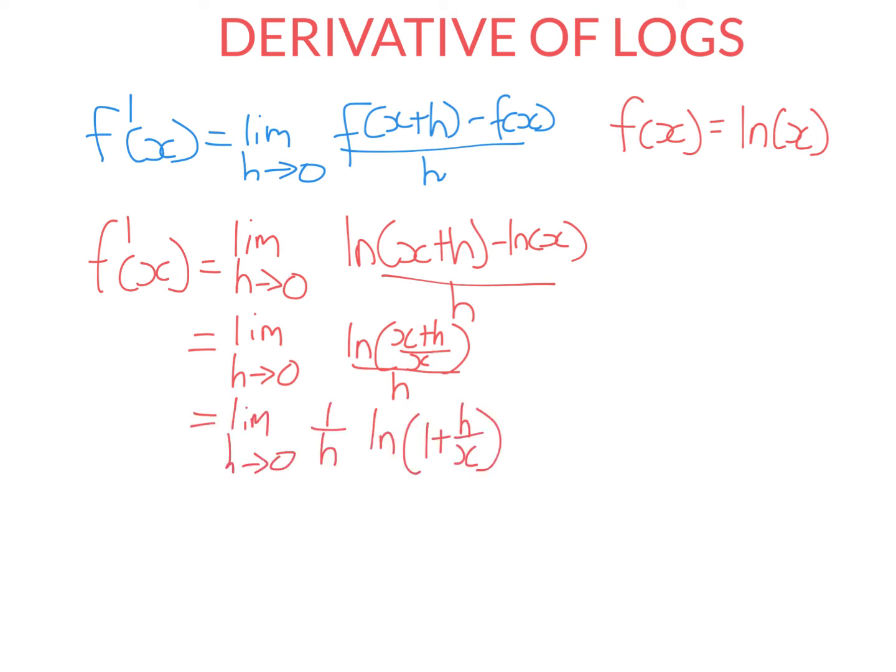So this would be really tricky to try and understand what happens as h goes to 0, because this thing here would go to infinity, it would just get larger and larger, but this thing here would get closer and closer to log of 1, which is 0.